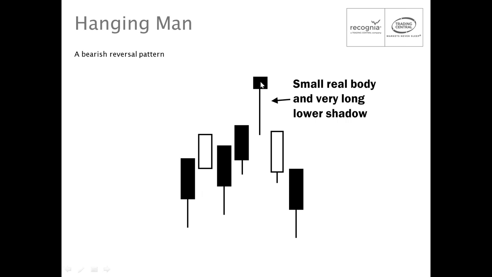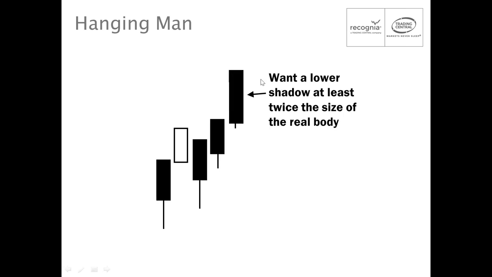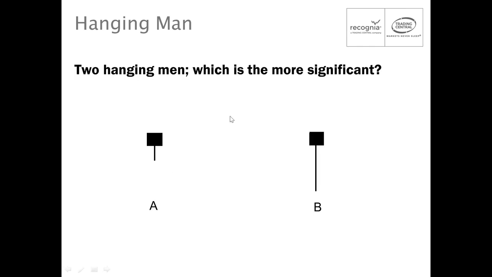The hanging man is a bearish reversal pattern, so it tells us the previous bullish uptrend is likely to reverse. And what we look for in the case of a hanging man is a very small real body and a very long lower shadow. And here I've shown the real body in black, but it could certainly be either black or white. We really want to see, for the case of a hanging man, a shadow which is at least twice the length of the real body. So here you see the shadow or the wick is very, very small compared to the real body, which is very big. This is not a good example of a hanging man.